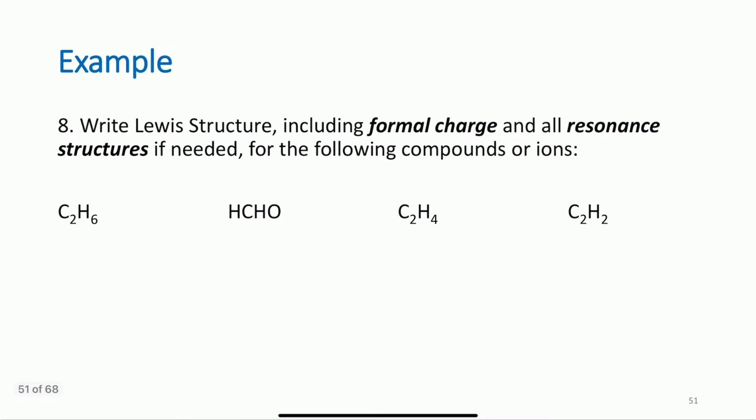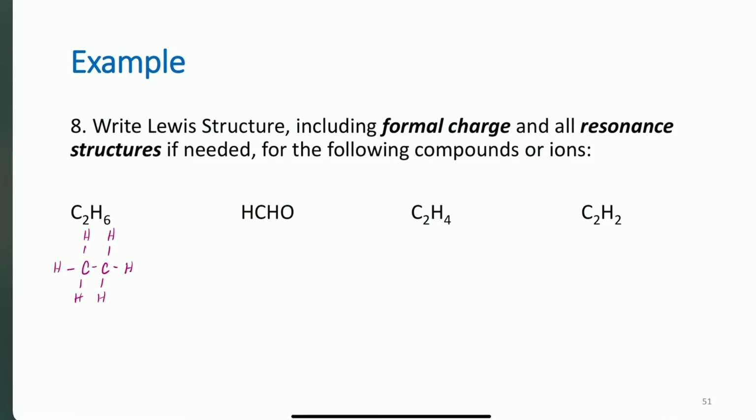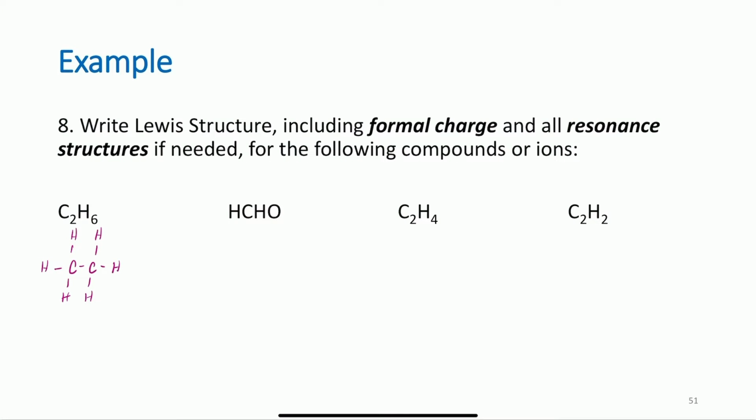Write the Lewis structure, including formal charge, and all resonance structures if needed for the following compounds or ions. C2H6. Remember, hydrogens can only have one bond. Carbons want 4. You could add up the electrons if you wanted to, but the easiest way to do it is just draw this out. If you add up the valence electrons, you're going to find the same answer here.